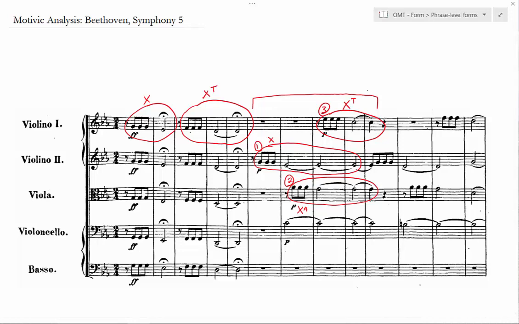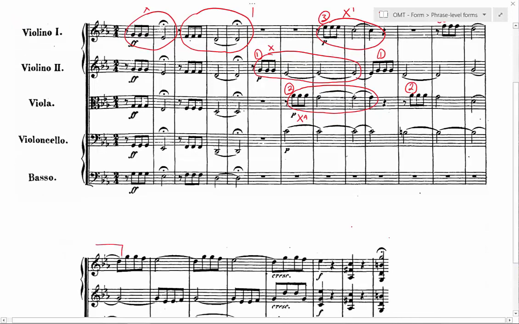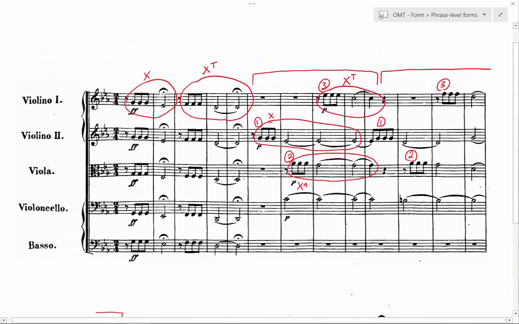After that initial layering of the 3 motives, we get a second layering of 3 versions of the motive, and this time they're slightly different. So here's our first one again in violin 2, then we move down to the viola, and then violin 1. So there's our second grouping of 3 motives. Okay, and that one sounds like this.